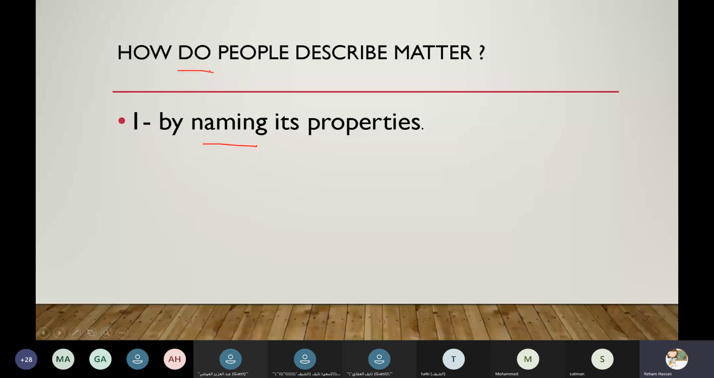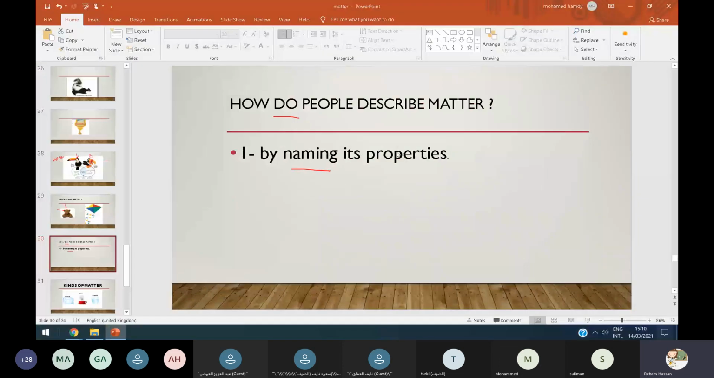So how do the people, listen to me, grade 2, how do the people describe the matter? By naming its properties. If we name its properties, if we say the pear is brown, is soft, so now we are naming its properties, so now we describe the matter. Okay?